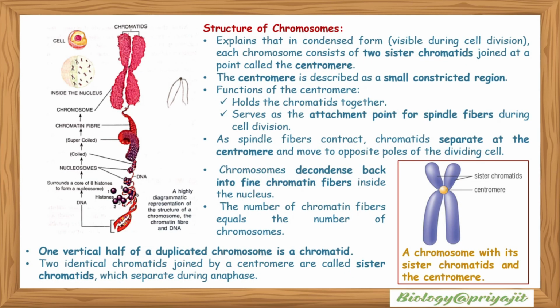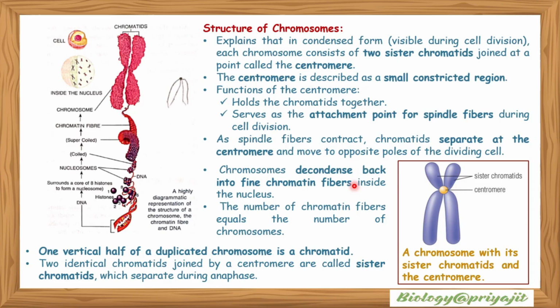Structure of chromosome. The image shows the chromosome in condensed form, visible during cell division, and each chromosome consists of two sister chromatids which are joined at a point called the centromere. These are two chromatids and they are joined at the point called the centromere. The centromere is a small constricted region, and it holds the chromatids together. It serves as the attachment point for spindle fibers during cell division. As spindle fibers contract, chromatids separate at the centromere and move to opposite poles of the dividing cell.